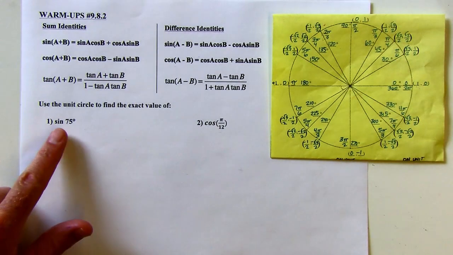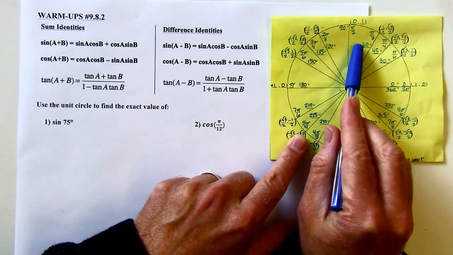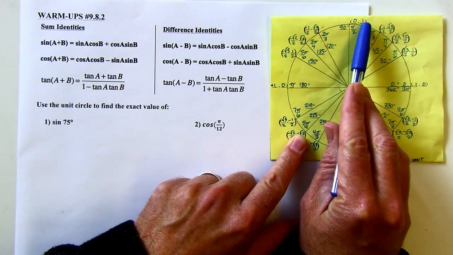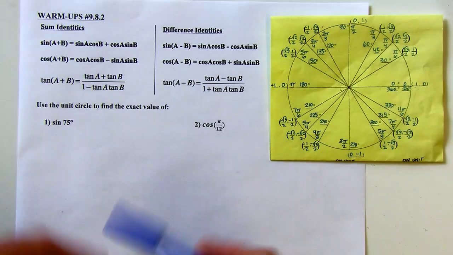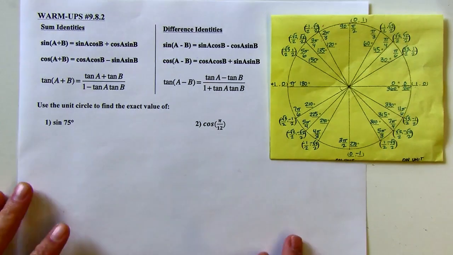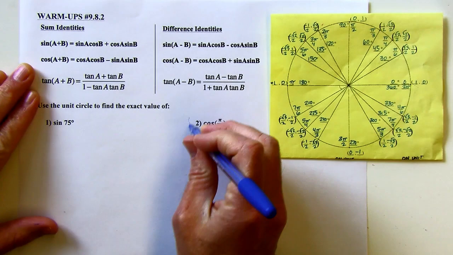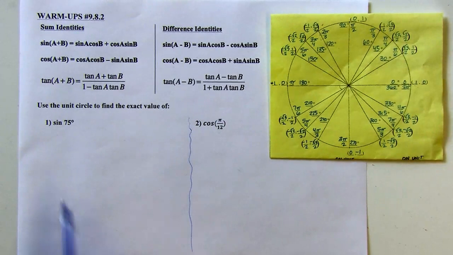because I would just be looking for the y-coordinate for the sine, so 75 degrees, but 75 degrees isn't on here. It's somewhere between 60 and 90 degrees. So I can't look at the coordinate with those special angles. And that's where the sum and difference identities are going to come in. So I can do both of these problems using sum and difference identities. Okay, so let's work on sine of 75 degrees first.